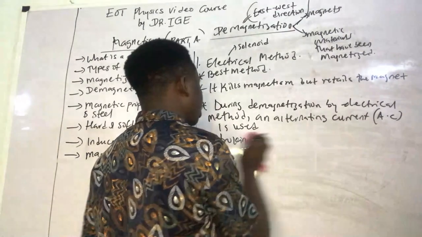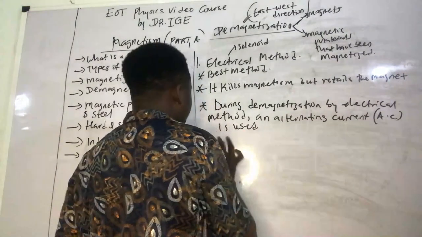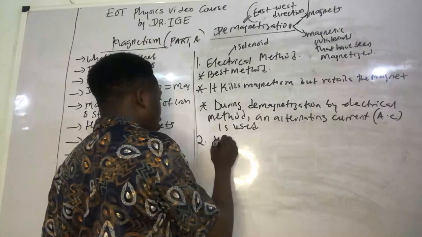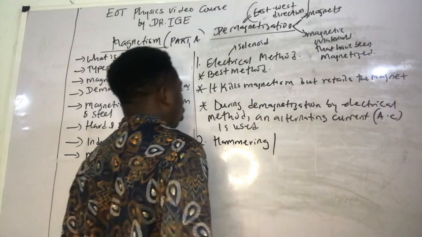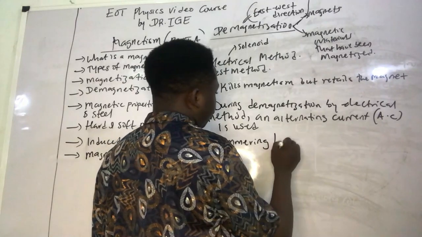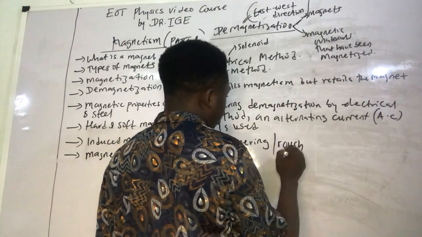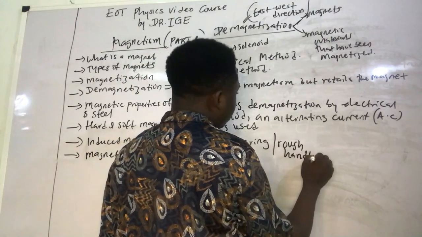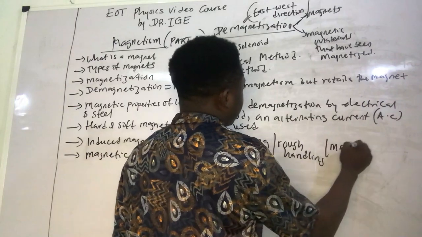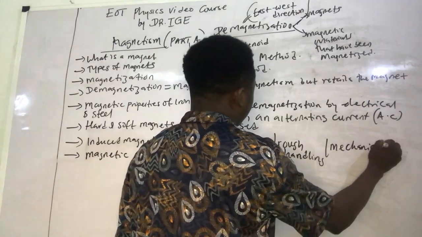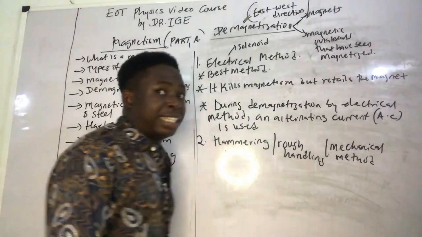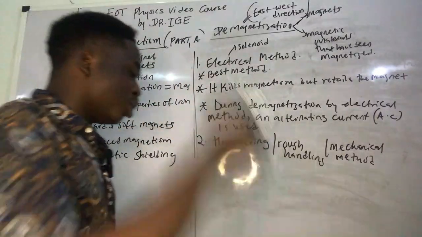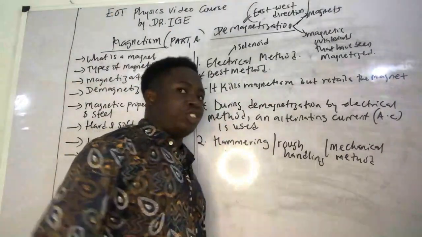So not stroking, rather, it's not called stroking. That was a mistake. It's called hammering or rough handling, or you can call it the mechanical method of demagnetization. What you just have to do here is just to be hammering it, you understand?